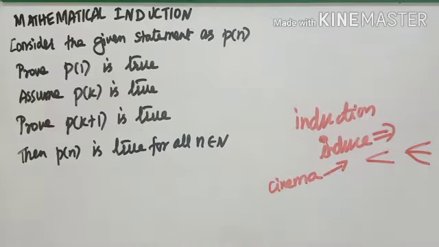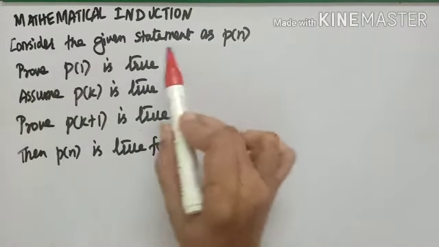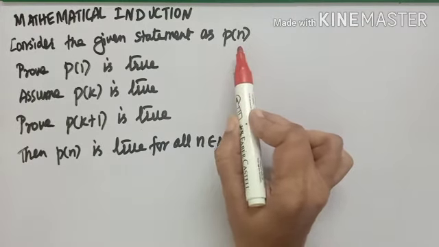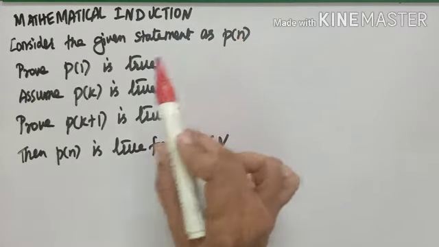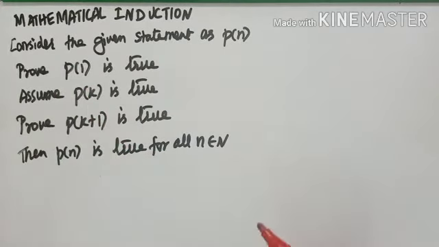What does mathematical induction mean? When I say mathematical induction, the first point, whatever is the given statement, consider it as P of n. Wherever n is coming, put 1, prove the result, that is LHS equal to RHS.